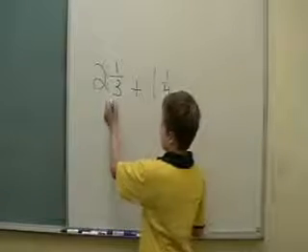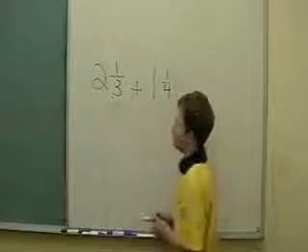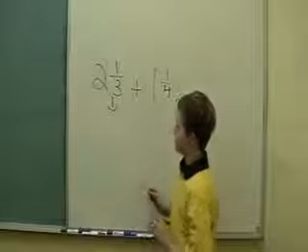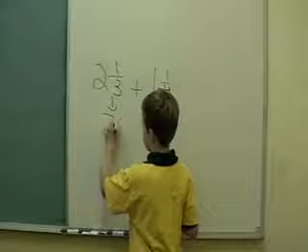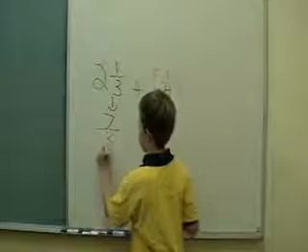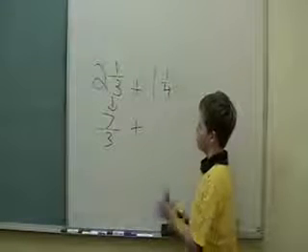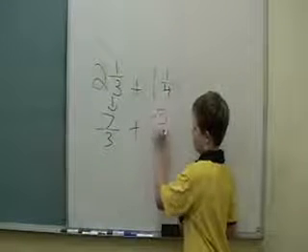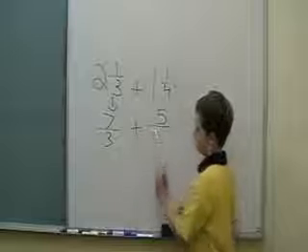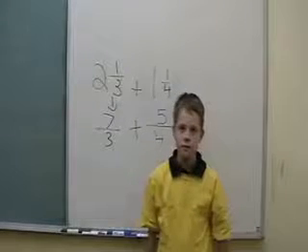So, 3 times 2 is 6, plus 1 is 7, so it becomes 7/3. Plus 1 times 4 is 4, plus 1 is 5. So it's 7 thirds plus 5 fourths.